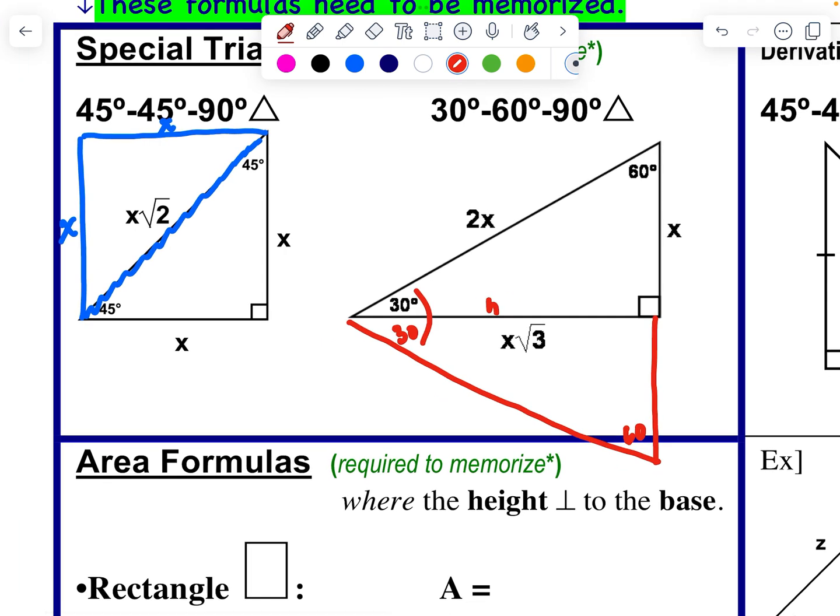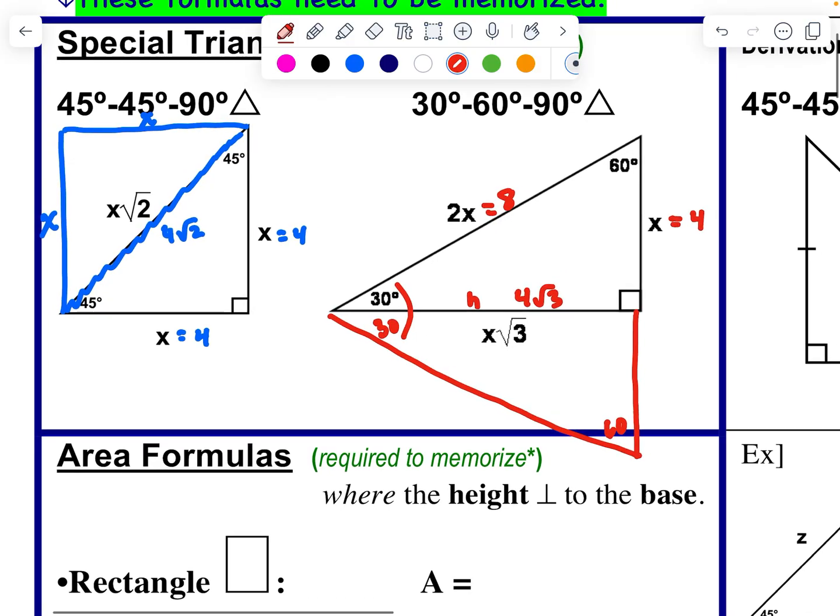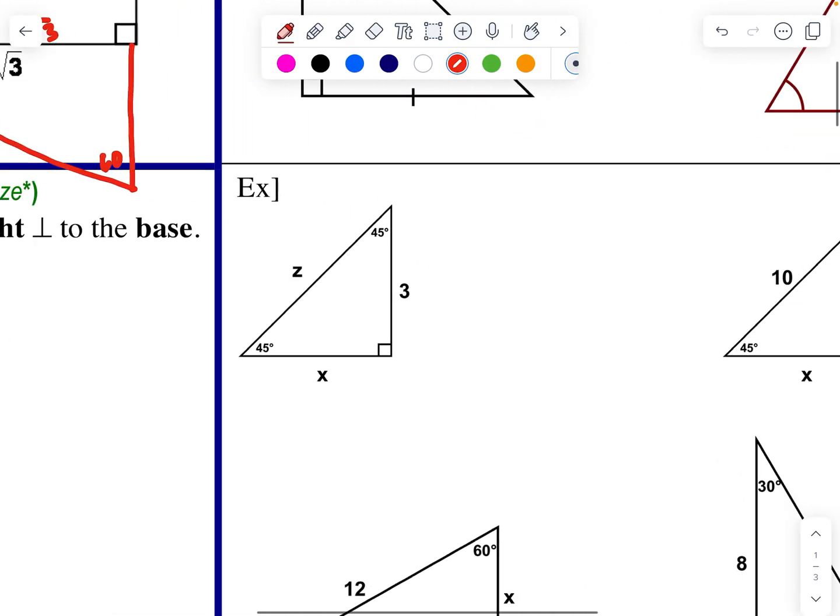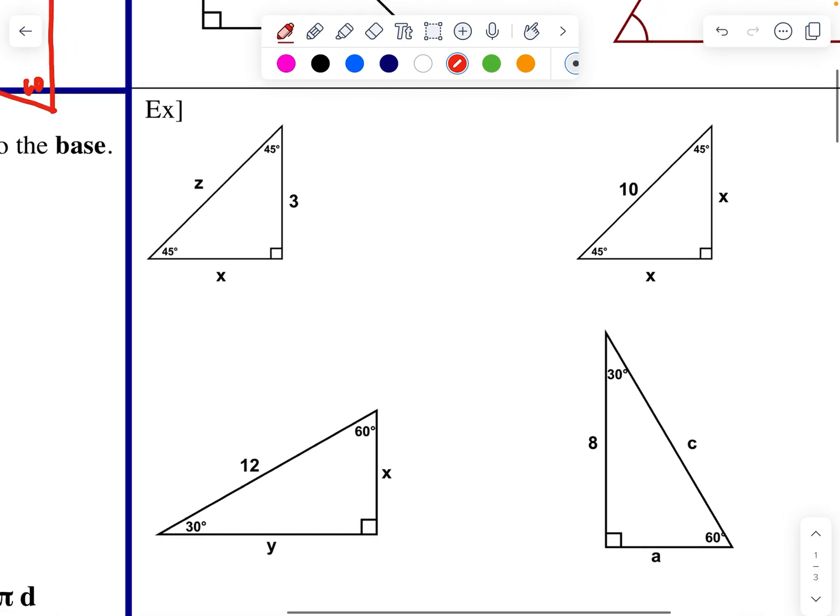For your 45, 45, 90, it is x root 2. What that means is if this is a 4, this is a 4, and then this is a 4 root 2. And over here, when it says x, 2x, and x root 3, if x was equal to, say, 4, 2x would be an 8, and then this would be a 4 root 3. This all should be reviewed. You should have covered a little bit of this in geometry. I'm going to skip down to this idea here. If you want to, you can pause the video and try to do these examples on your own first, and then I will go through them.